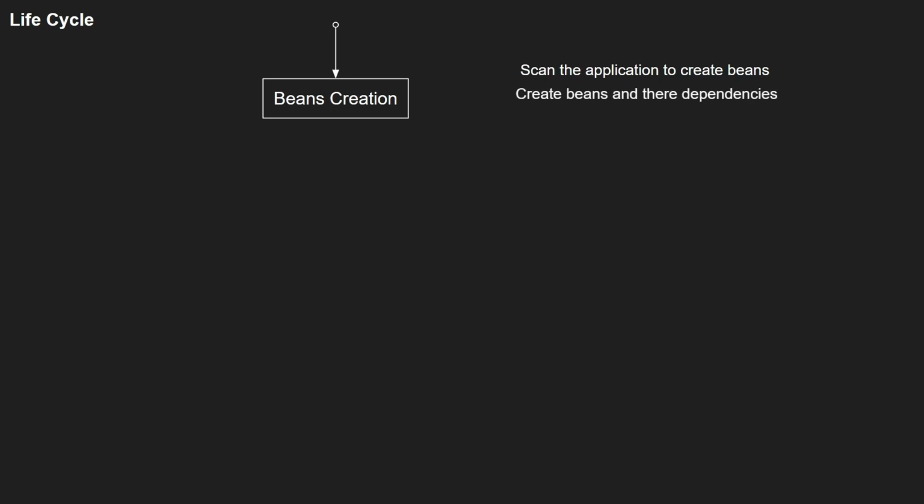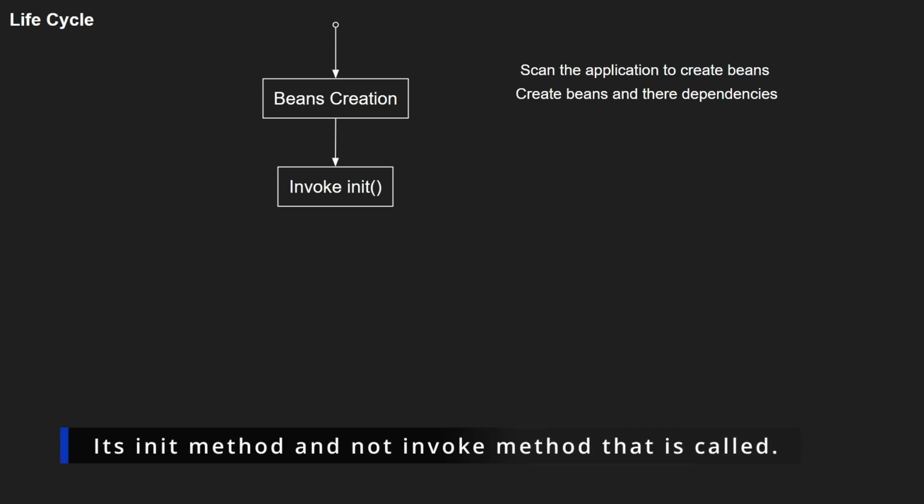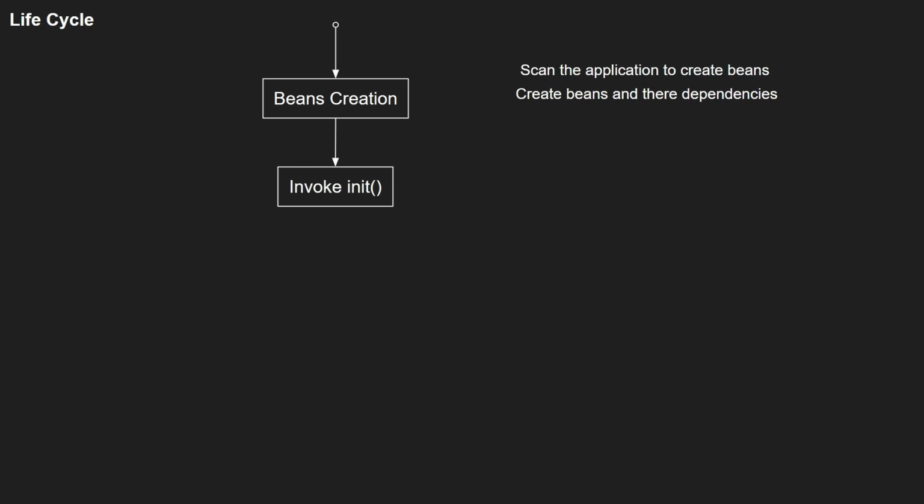creation. And once it finds all the bean definitions, it starts creating the beans and their dependencies. And once the beans are created, the init method for these beans is called. One point to note here is that bean creation and invocation of the init method, the initialization method, are tightly coupled, which means the init method is called immediately once the bean is created. It doesn't happen that all the beans are created at once, and once all the beans are created, then the init method for each of these beans is called.